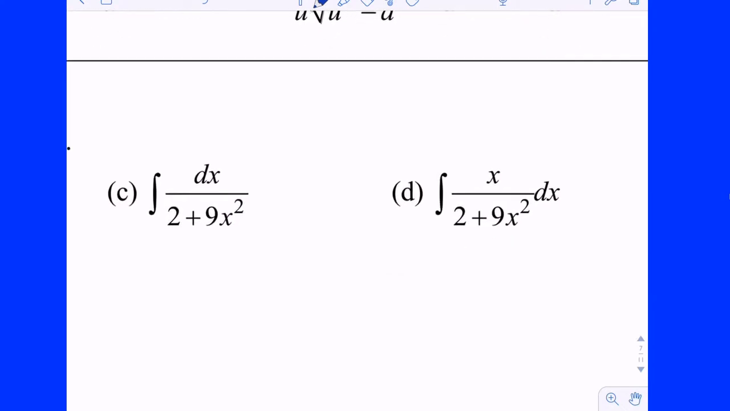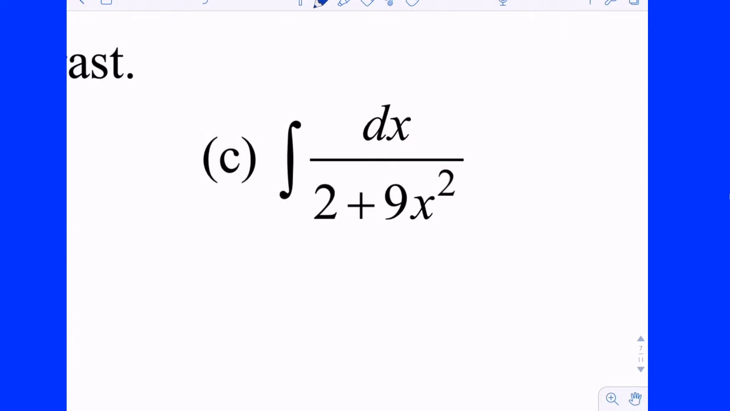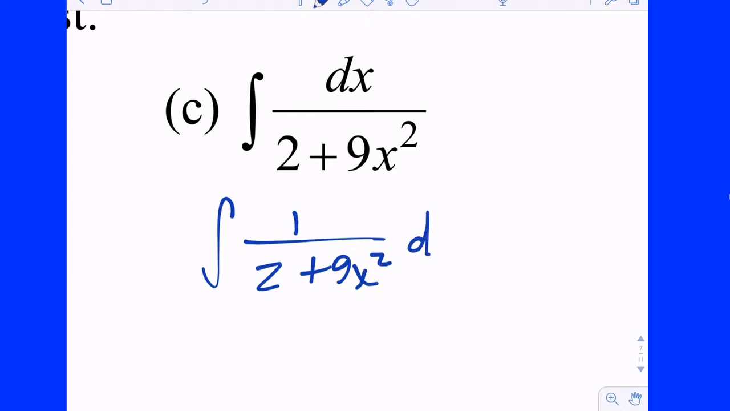Okay, very good. C and D, once again, very similar but kind of different. Which one do you want to do first, C or D? You already chose. Which one did you say? C. Okay, bueno. I'm going to pull that dx off to the side.